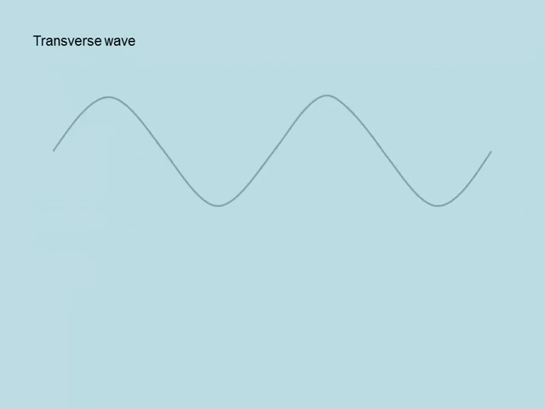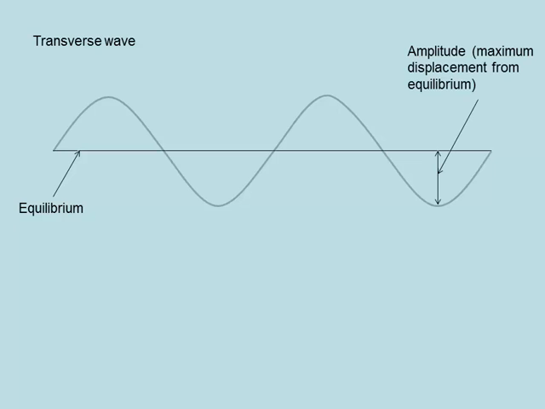We can draw the wave like this, and if we mark on the equilibrium, or point of no disturbance, then this arrow gives the amplitude, which is the maximum displacement from equilibrium. Make sure the arrow touches here and here.